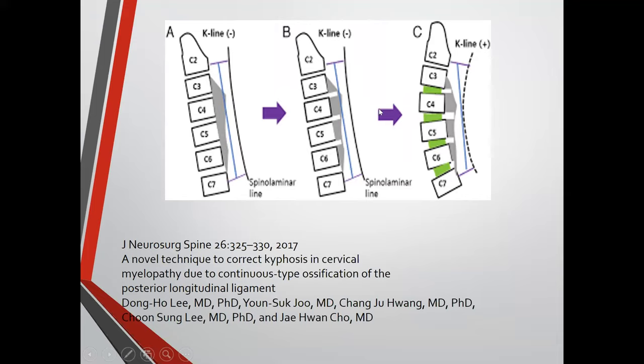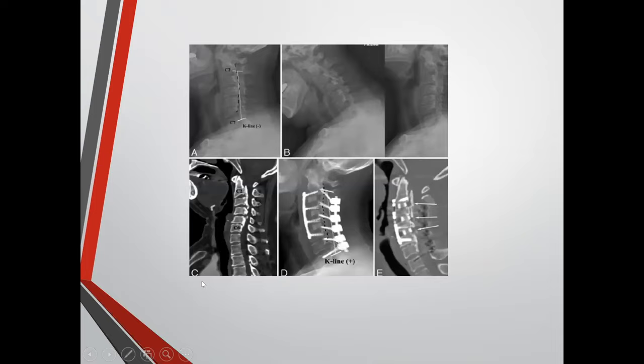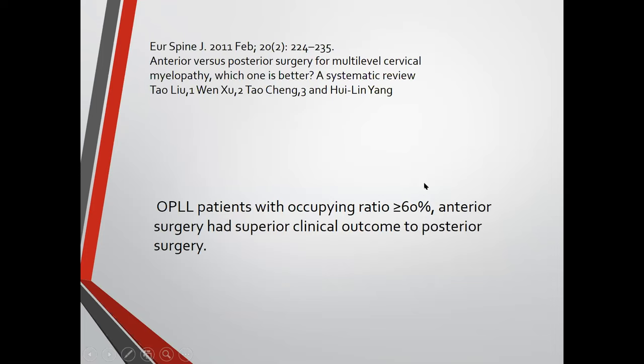I have done a few of these cases. Again, I tell you that these are not easy because to get this break behind is not easy. To reach all the way up to the dura at every level is not an easy operation. So these are some examples you can see where you do the posterior surgery and do the anterior surgery and put the wedges inside. This is a textbook, but this is not my case. This is from the book I picked up. So OPLL, where the occupation ratio is more than 60%, anterior surgery is superior.